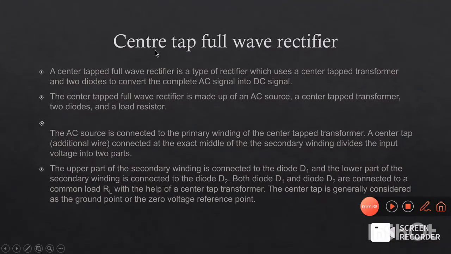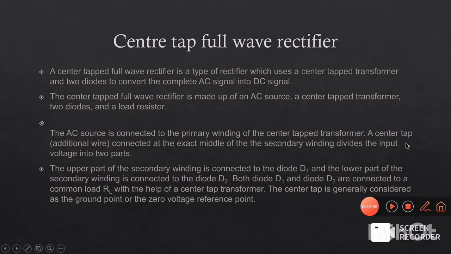Center tap full wave rectifier. A center tap full wave rectifier is a type of rectifier which uses a center tap transformer and two diodes to convert the complete AC signal into a DC signal. The center tap full wave rectifier is made up of an AC source, a center tap transformer, two diodes, and a load resistor. The AC source is connected to the primary winding of the center tap transformer.